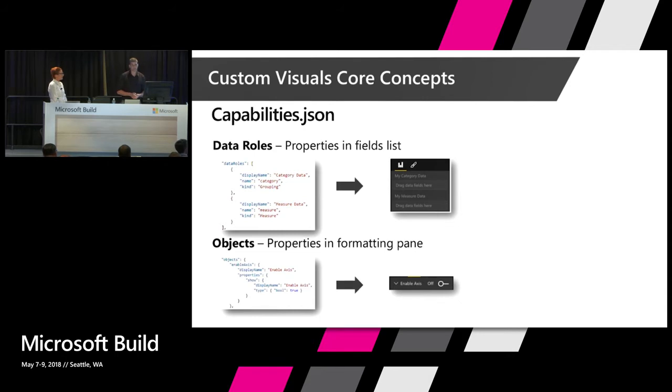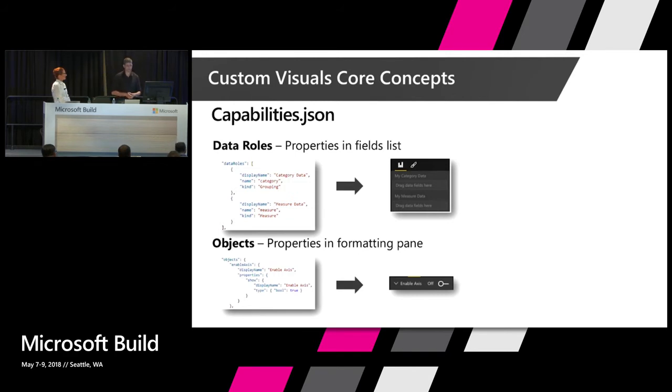So I wanted to also talk about some of the core concepts of the Power BI platform. And I think the most important thing is the capabilities. When you create a new custom visual from the developer tools, it basically creates the folder structure and a template of the files for you. And probably the most important one is the capabilities JSON. And it includes three major aspects.